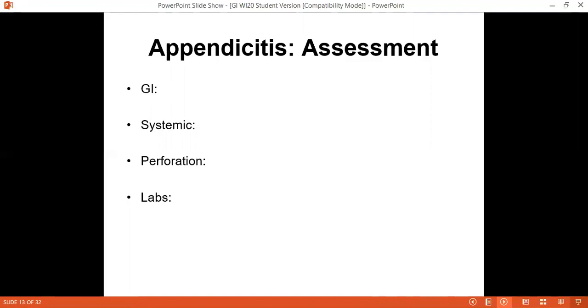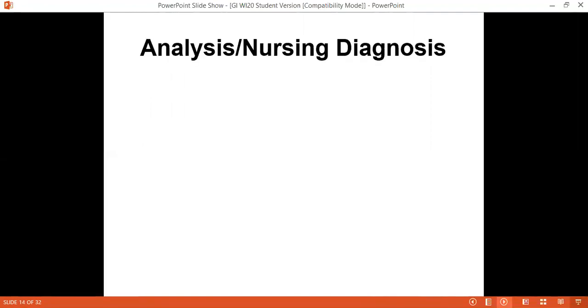We can also look at some diagnostics. We can look at the abdominal x-ray for a diagnostic guide. The issues that we worry about here with appendicitis are pain related to inflammation of the appendix, high risk for fluid volume deficit related to decreased intake and increased output, high risk for injury related to possible perforation, and then with perforation, we worry about infection related to those infectious organisms present within the abdominal cavity.